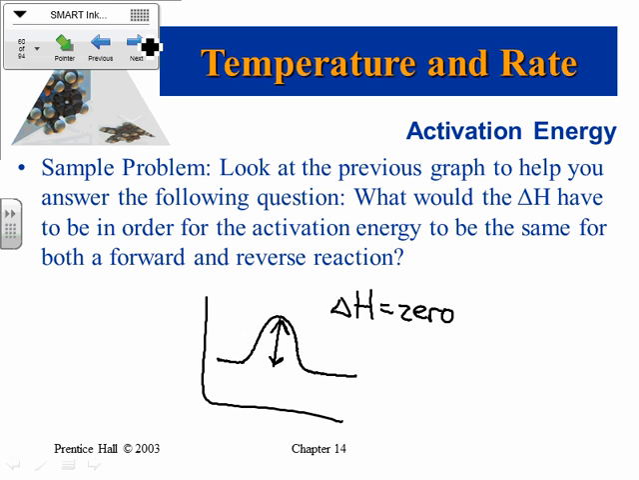Okay, in order for that to occur, in order for the activation energy to be the same in the forward and reverse direction, then our delta H would have to be 0. Okay? I've seen that question asked a couple of times on AP exams too. It's kind of an interesting question.